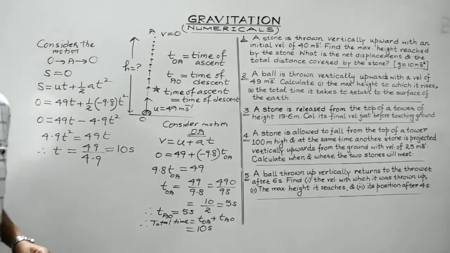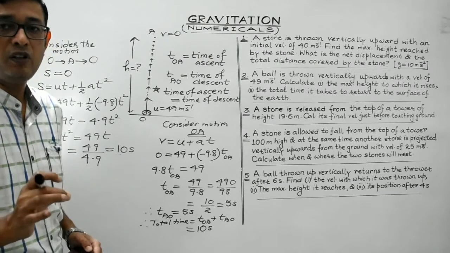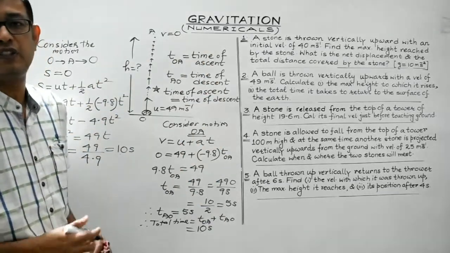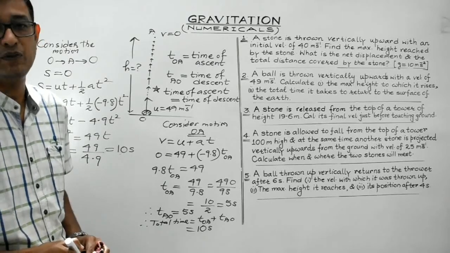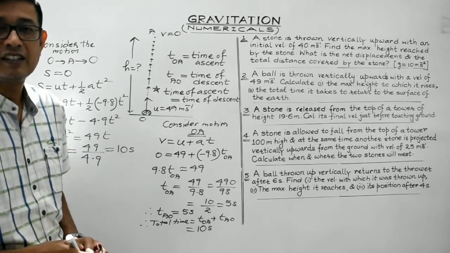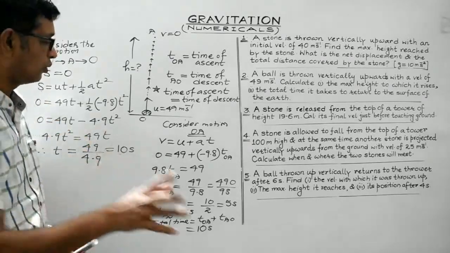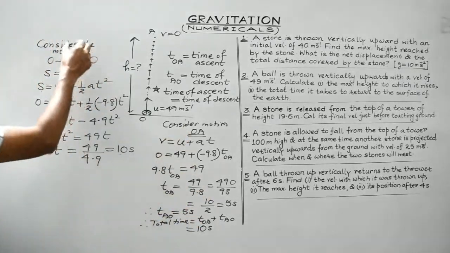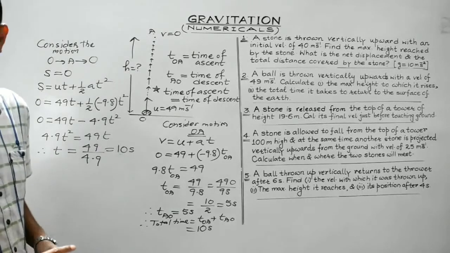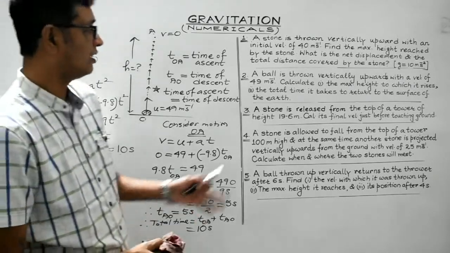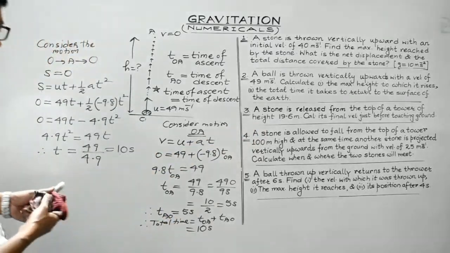So total time taken by the ball so as to reach the surface of the earth again is 10 seconds. It is also known as time of flight. So students, it's entirely up to you to either follow this method or this method. Both are correct. It's entirely up to you. Clear, students? So now let's start question number 3, right?